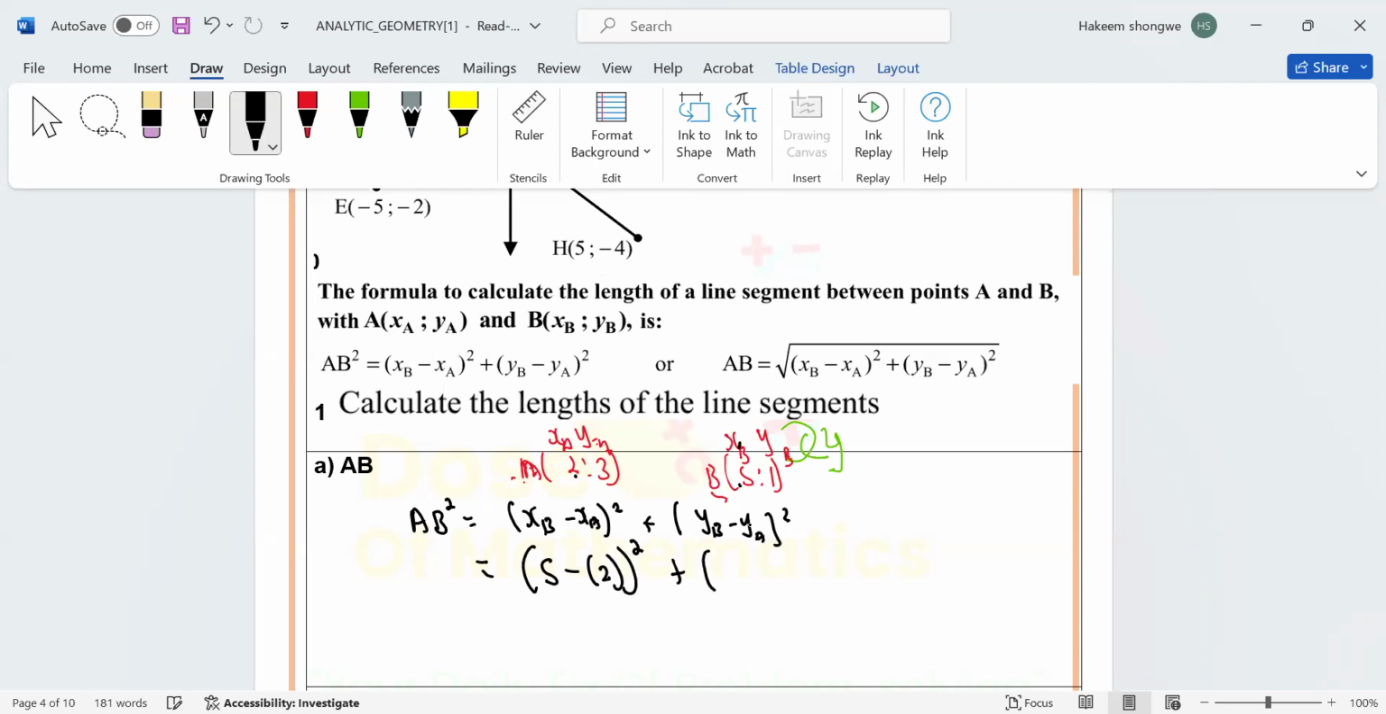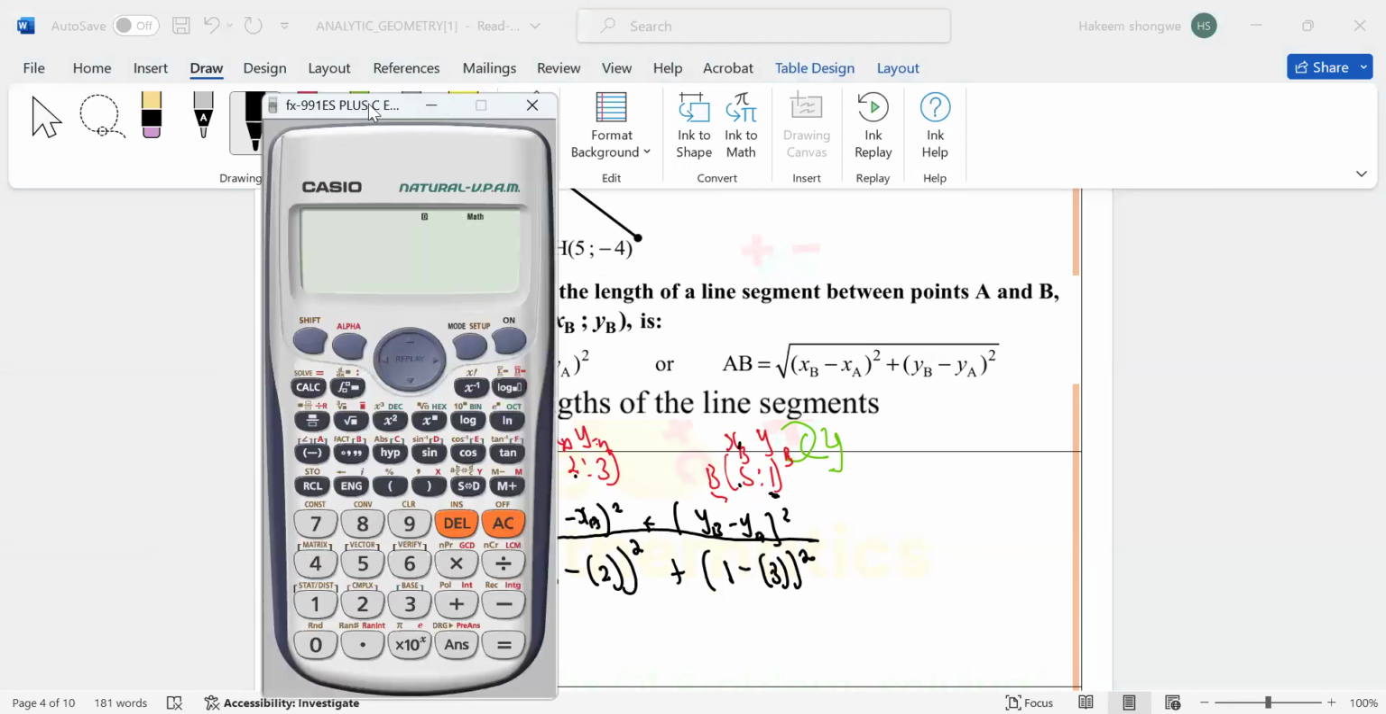Plus, we have y at B. What is y at B according to this? It's 1 minus open bracket 3, close bracket, all squared. Now, I am not looking for AB squared, I'm looking for AB. Since you're looking for AB only, you're going to put a square root here. Then AB is going to be given by this. You take out your calculator, and then you type this as it appears.